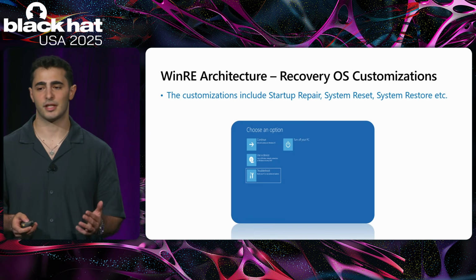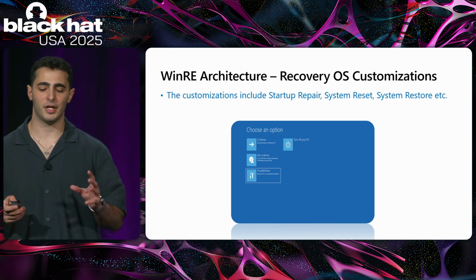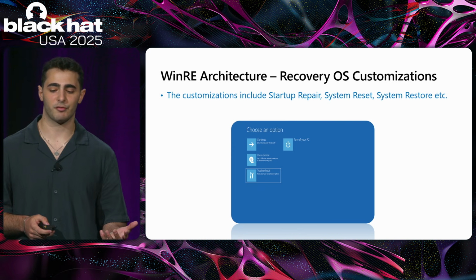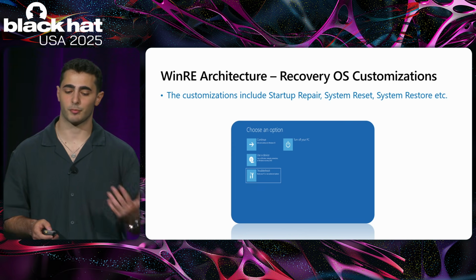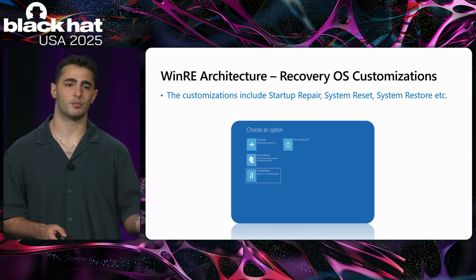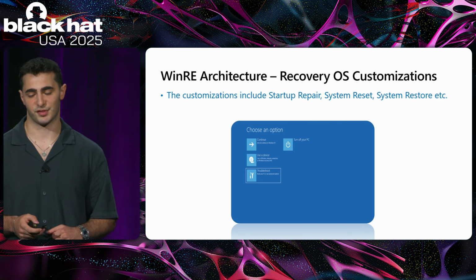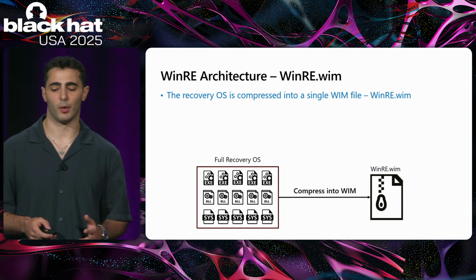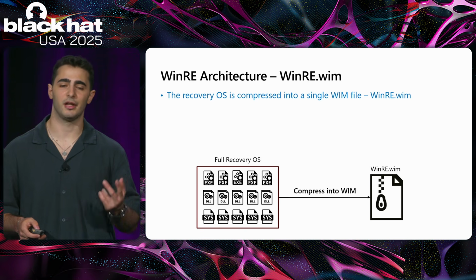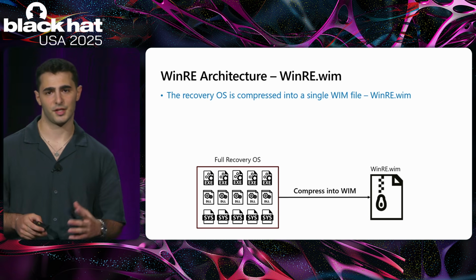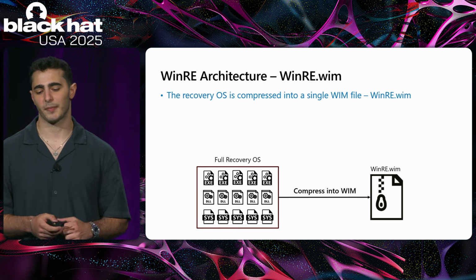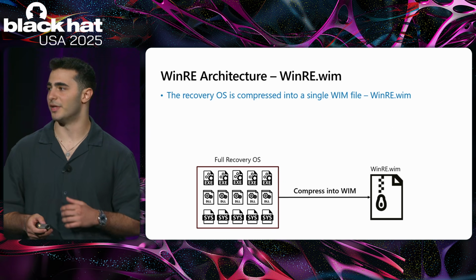These customizations include a unique set of recovery tools that are all integrated into the known blue-screen recovery UI. Among the exposed recovery tools are the familiar options, such as startup repair, system reset, system restore, and other familiar options. For storage, the entire Recovery OS, including all the executables, DLLs, drivers, and all the system files, are basically compressed into a single WIM file named WinRE.WIM. This WIM file is then stored on disk.